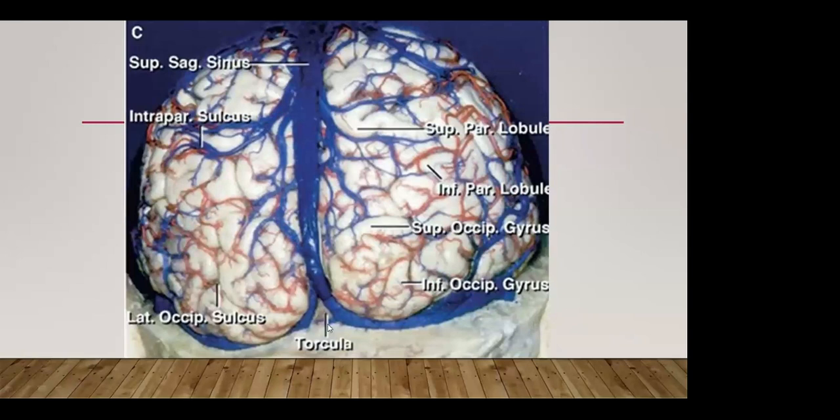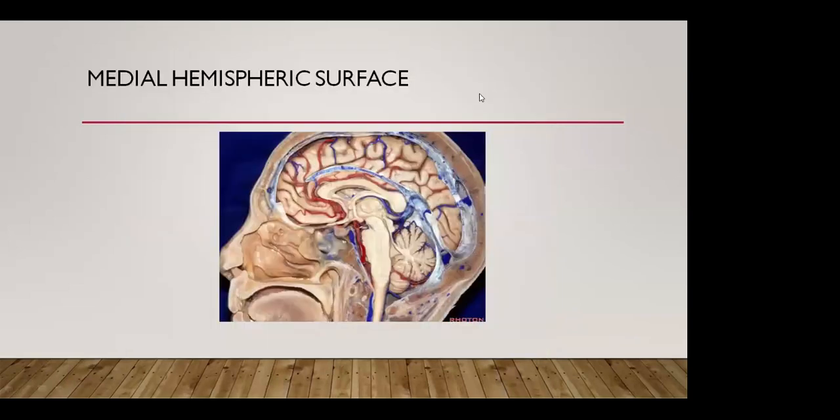This is the posterior aspect, and here we can see the confluence of sinuses, and again the superior sagittal sinus that can be traced all the way back. And again on the convexity we can appreciate the superior frontal gyrus, then the middle frontal gyrus, and the inferior frontal gyrus is going to be on the inferiormost aspect.